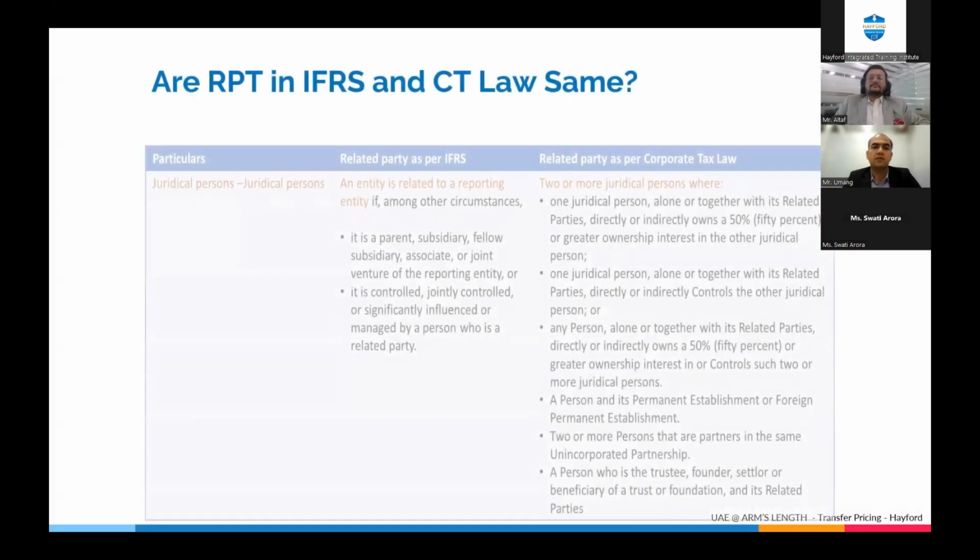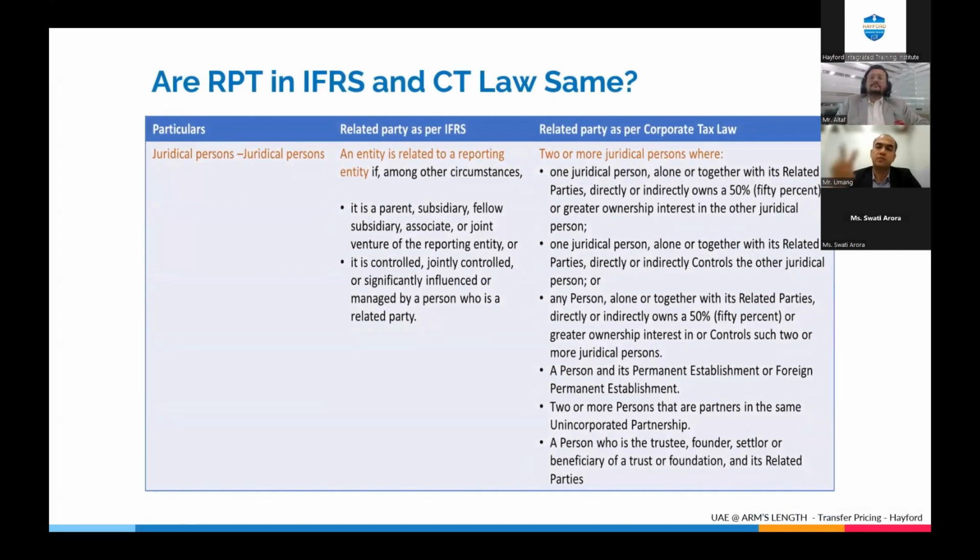And this is not it, it also continues between two juridical persons. So from juridical person to juridical person, related party establishment also has a larger coverage, including, say, permanent establishments, two or more persons who are partners in an unincorporated partnership, and people who are trustees, founders. All of these don't find a place in the IFRS IAS 24 reporting.